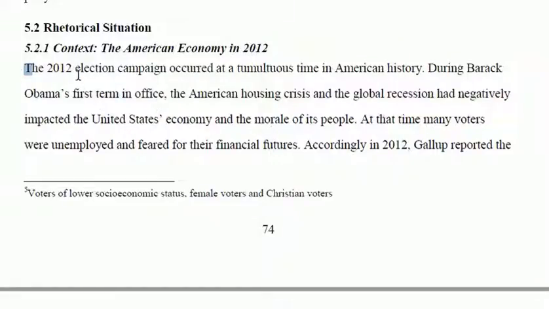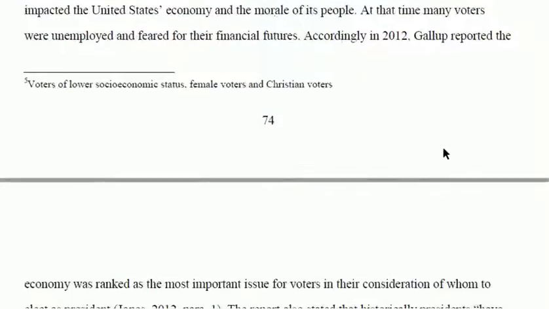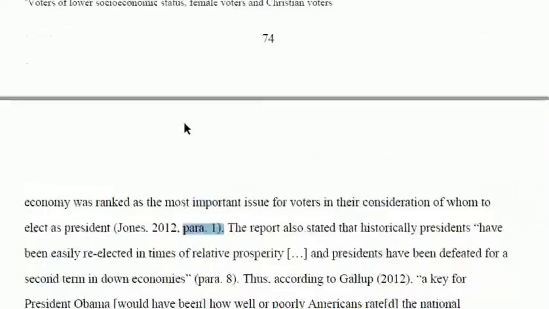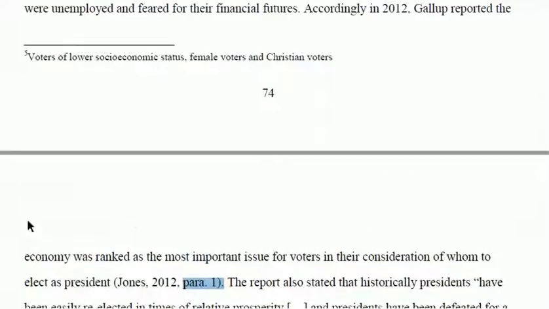So we've got situation data followed by a general statement about her claim, which is that it was a tumultuous time. So she's placing the artifact, the campaign, those speeches within its context. Okay. And we've got Gallup being cited. And notice that she cited paragraph 1 even though she's not quoting them. So it's something that we wouldn't normally do. We don't need a paragraph number if there's no quote.